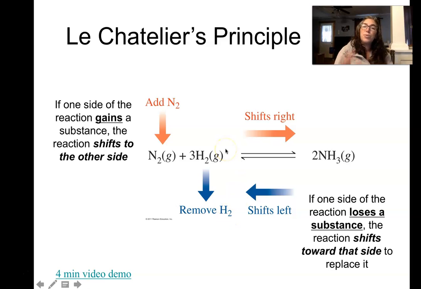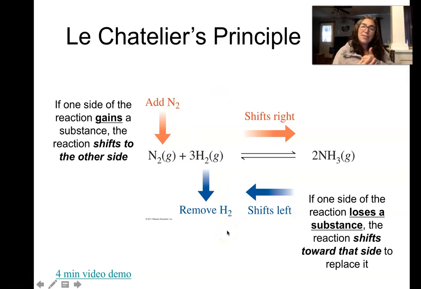So the rules of Le Chatelier's principle: the first one is, if one side gains a substance, it will shift in the other direction. So if you add reactant, it will shift right towards the product. If you add product, it'll shift left towards the reactant. So whichever thing you add, if you add something to one side, the reaction is going to shift to the other side. So that's rule number one.